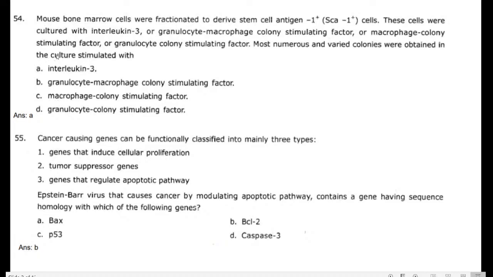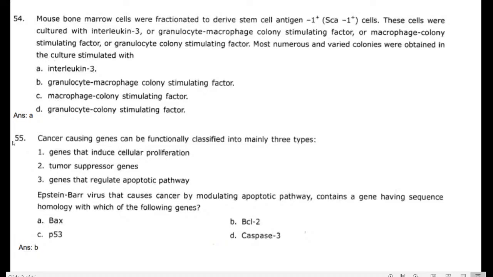Once again I will read the question. Mouse bone marrow cells were fractionated to derive stem cells. In this culturing process, they added different factors: interleukin 3, granulocyte macrophage colony stimulating factor, macrophage colony stimulating factor, and granulocyte colony stimulating factor. The most numerous and varied colonies were obtained in the culture stimulated with interleukin 3.